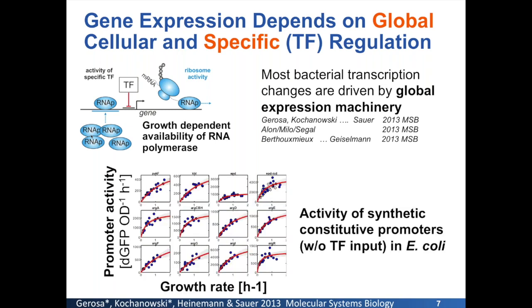And just to give you an impression of how much gene expression changes, even without transcriptional regulation, here are 12 synthetic promoters that were made so that they have no binding site for any known transcription factor. So they are what we would say constitutive. And each dot here is one expression level measurement by GFP. And down here is the growth rate. And this is the activity that we measure on the y-axis.